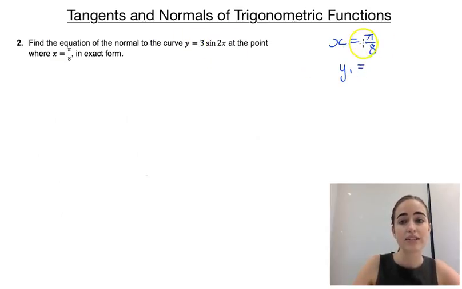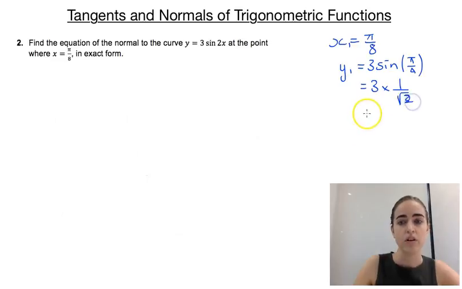So y1, we're going to substitute pi on 8 into here. So we'd have 3 sine, and 2 times pi on 8 will give us pi on 4. Now looking at that, you should know that pi on 4 is 45 degrees, and sine of 45 degrees is 1 on root 2, and that's from your special triangles. So that's going to be 3 times 1 on root 2, which would give us 3 on root 2.